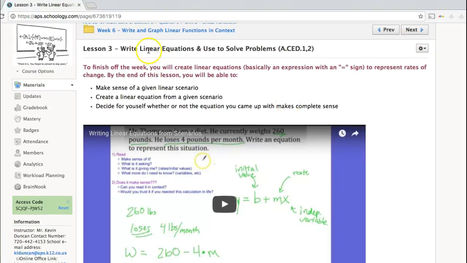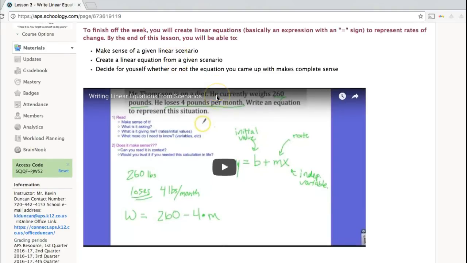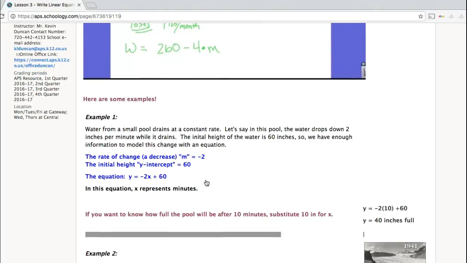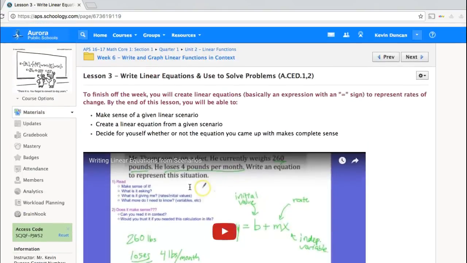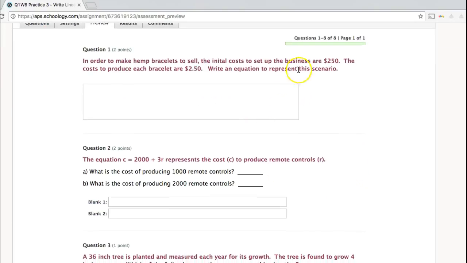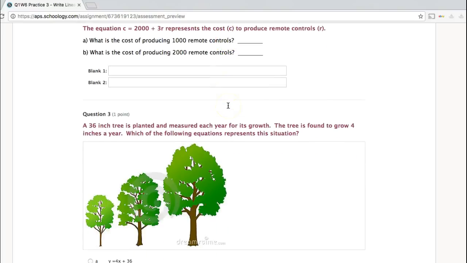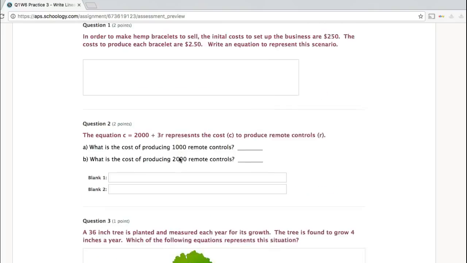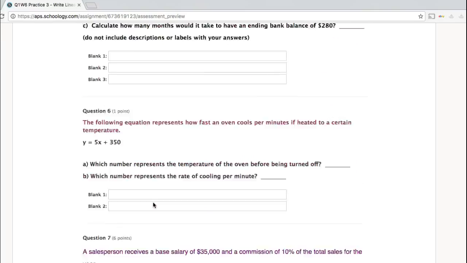Lesson 3 is how to write linear equations and use them to solve problems. So we're going to talk about some word problems, go through, here's a video, making sense of everything, and then here's a couple examples as well that you can read through. For practice 3, we're just going to read some situations and then come up with some equations to represent them. It's expressed in a few different ways. We're going to talk about what's the rate of change and what's the initial value, just a few different things.